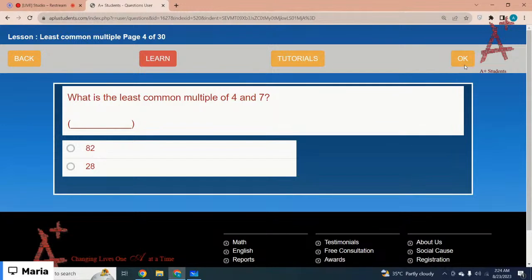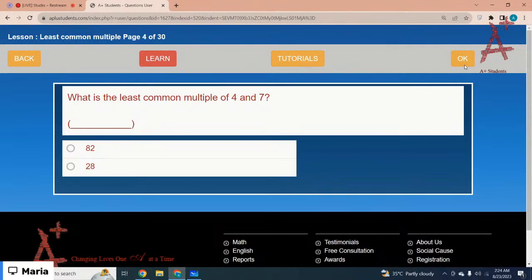What is the least common multiple of 4 and 7? You are given two options, 82 and 28. Let's see which number is divisible by both 4 and 7. 82 is not divisible by 4 or 7, right?